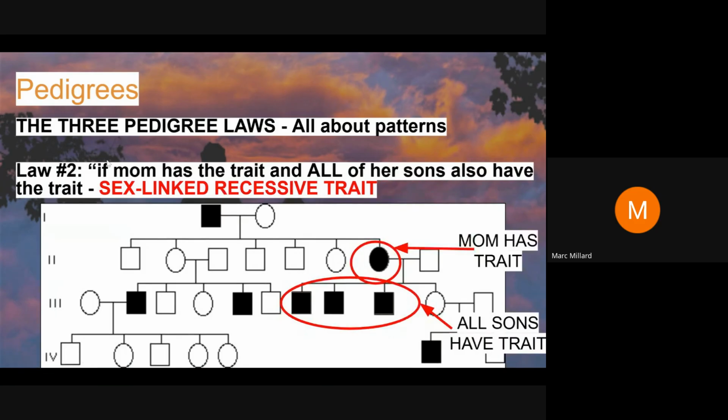So that brings us to law number 2. If mom has the trait and all her sons also have the trait, then that lets you know that's a sex-linked recessive trait. See here, only this one mom has it. It's very rare in females, but she has it. And so as a result, every single son she has it. Her daughter does not, but then her daughter is a carrier and one of her daughter's sons ends up having it. So that kind of shows you that's a sex-linked trait. Again, it's a pattern.